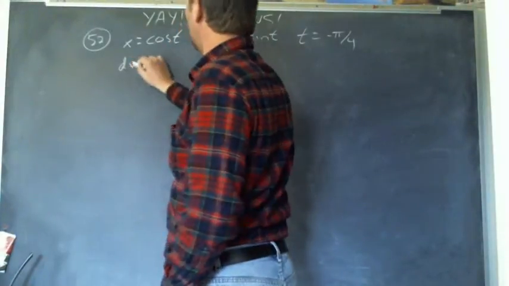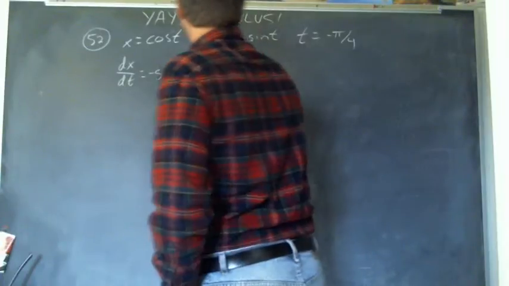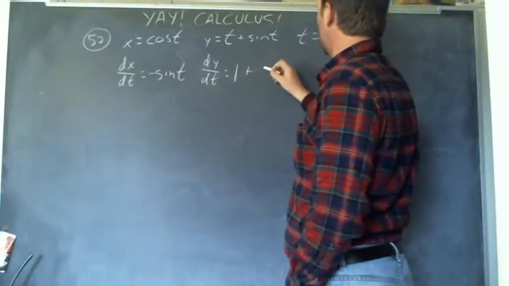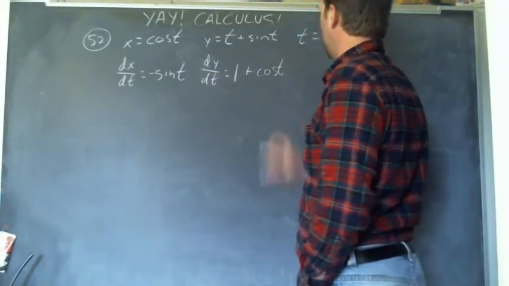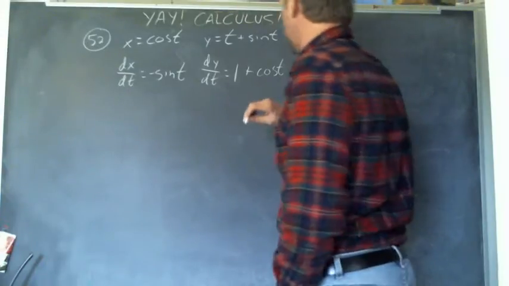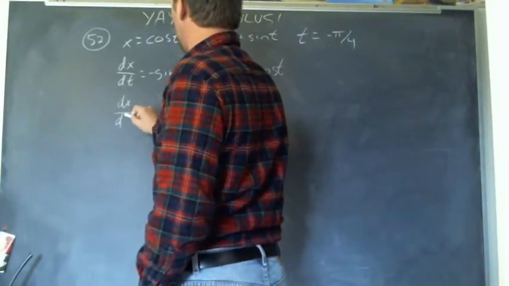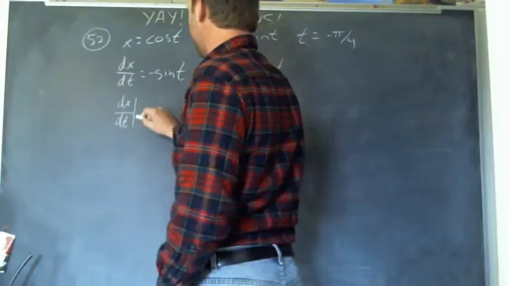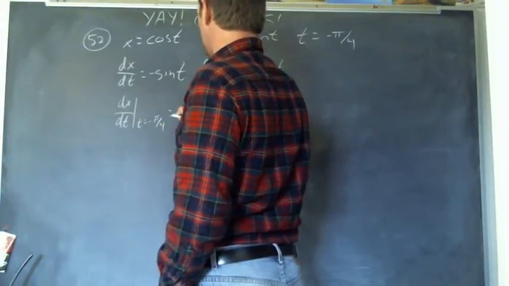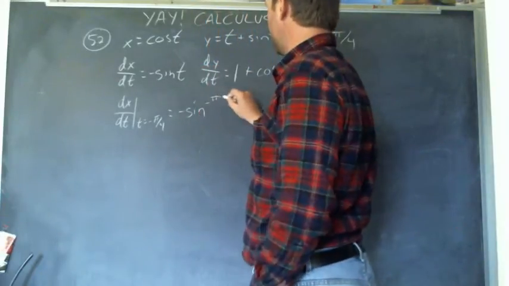Differentiation. dx over dt equals the negative sine of t. dy dt equals 1 plus cosine of t. And we'll evaluate these at t equals negative pi over 4. So that would be negative sine of negative pi over 4.